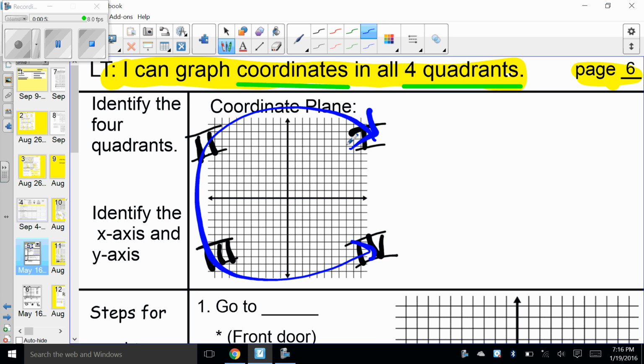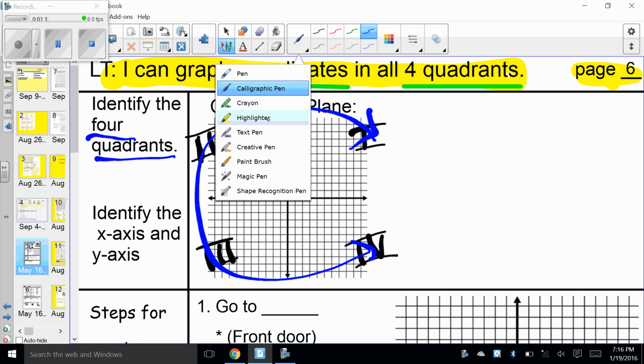Why don't you go ahead and label those using Roman numerals. The key or the trick is that it makes a C. That helps me remember what order they're in. 1, 2, 3, 4 makes a C. So those are the 4 quadrants. They all kind of have a different sign value. Some are positive, some are positive, negative. They all kind of work different ways.